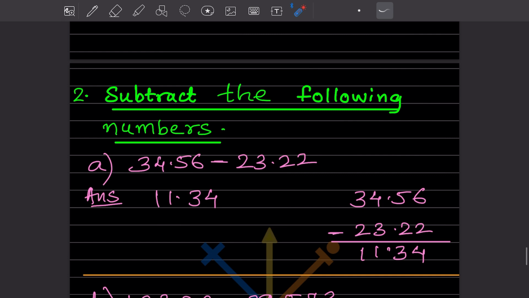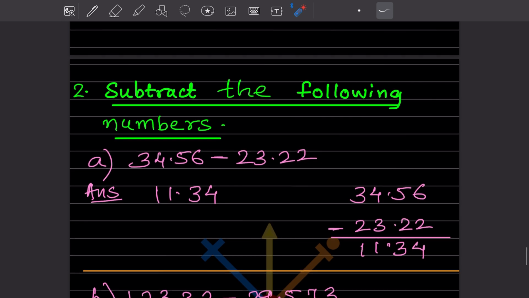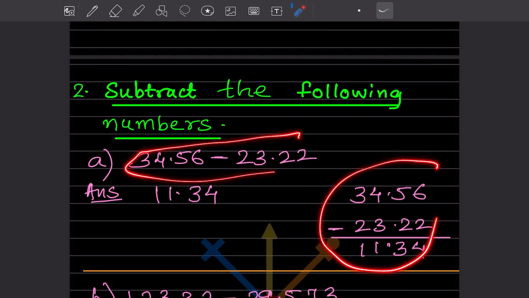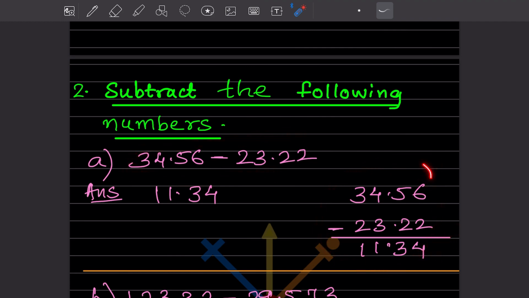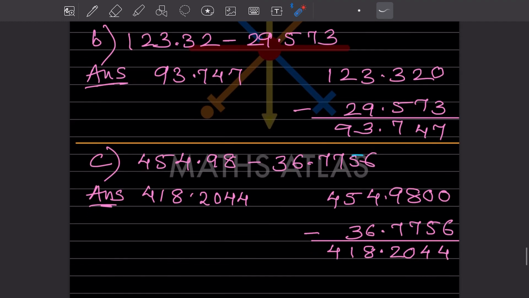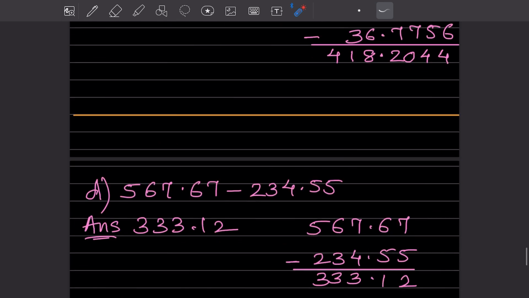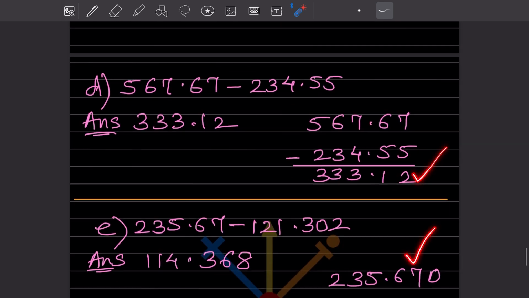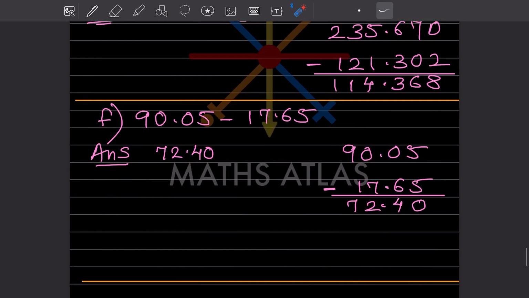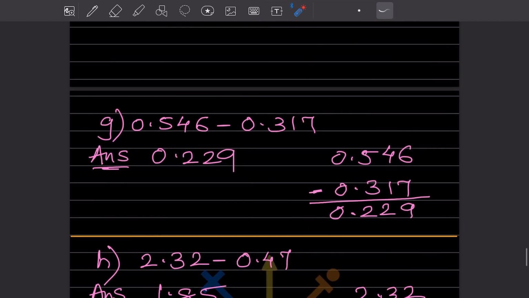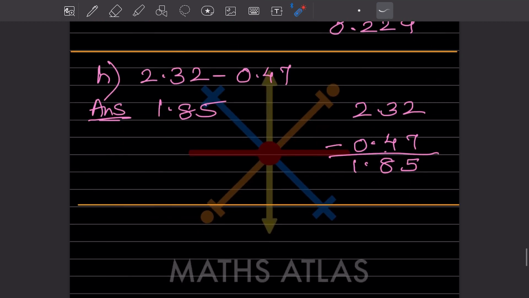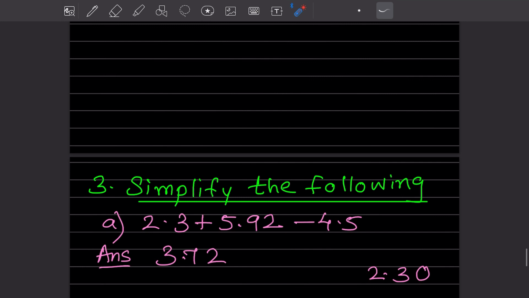So now same with the subtraction. So you are going to subtract it, but see that you put it in a vertical method. Same here. So you can just look at the solutions. So we need not waste our time over here. Again here, the same.